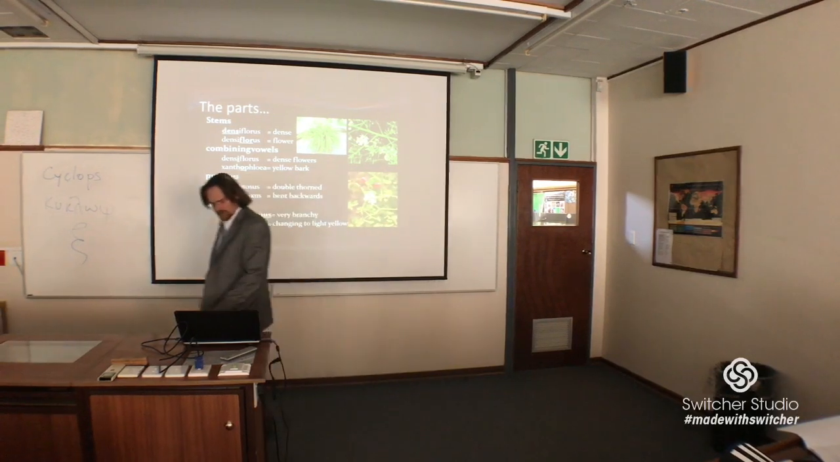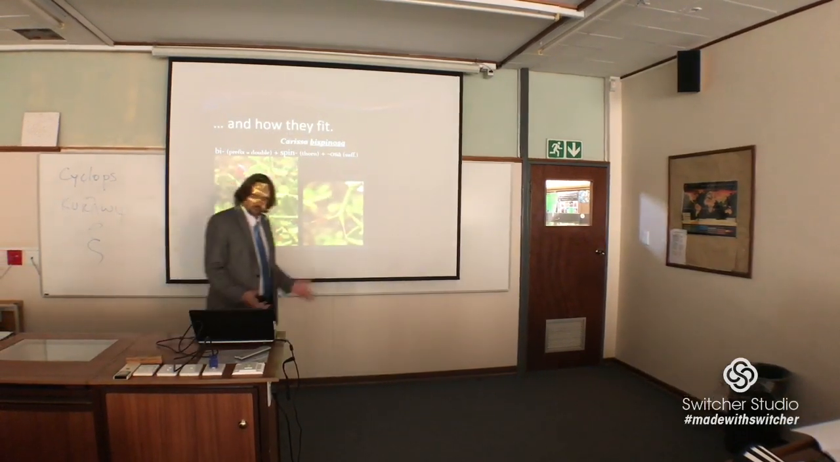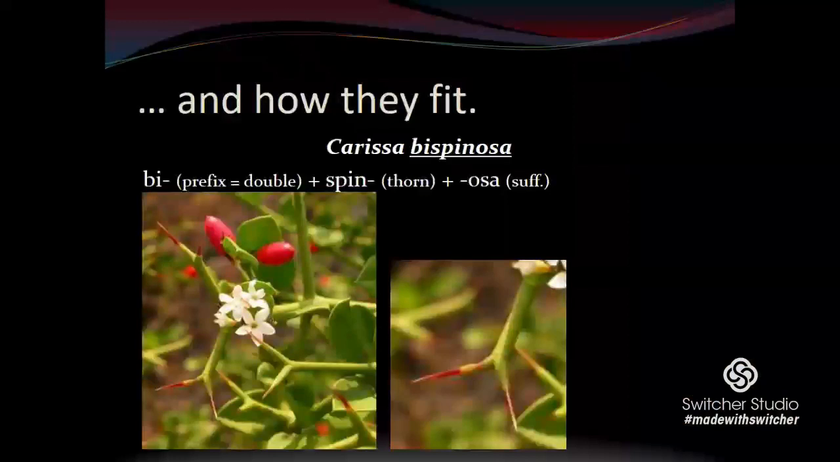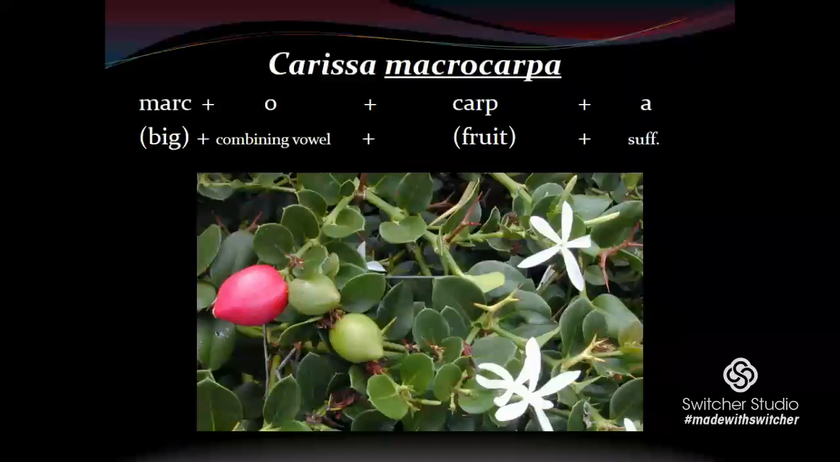So, more on the parts. We also did how they fit. Okay, important example. Carissa bispinosa. This is the Carissa with a double thorn. Now all Carissas have double thorns. But this one was called the double thorn because the other one has large fruit, and it was called macrocarpa, meaning large fruit.